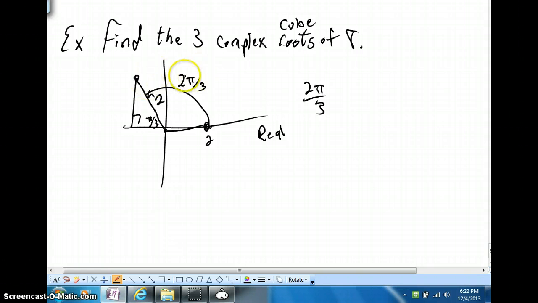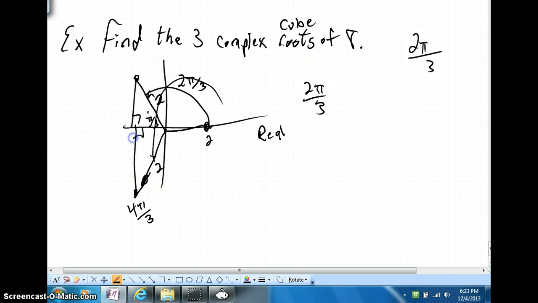Where would my other solution be? Well, 2 pi over 3 after that. Remember, with cube roots, it's 2 pi divided by 3 for each time when we add. So we'd have another answer over here at an angle of 4 pi over 3. Of course, we'd still have a radius of 2 out in front. Why am I showing this to you? Well, you don't always have to use that theorem that we just made reference to. You can use this as a shortcut.